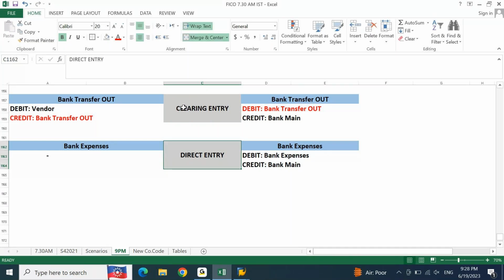Clearing entry is when you have an original entry. If you see here, you have original entry, you have BRS entry. If you have two postings, then you have clearing entry. If you have a single posting, that is direct entry. Correct?